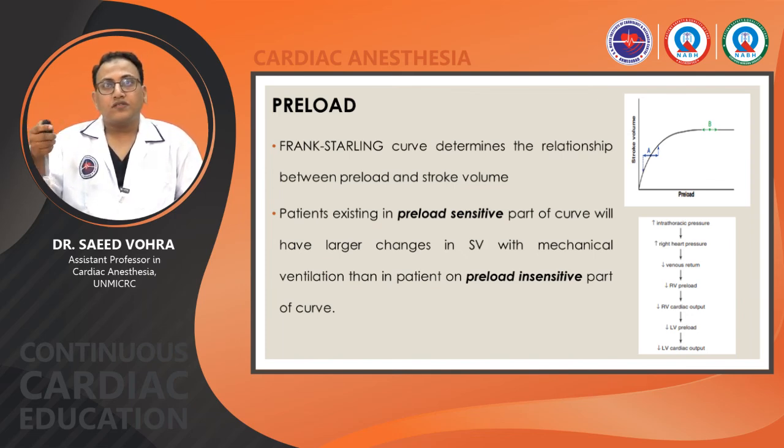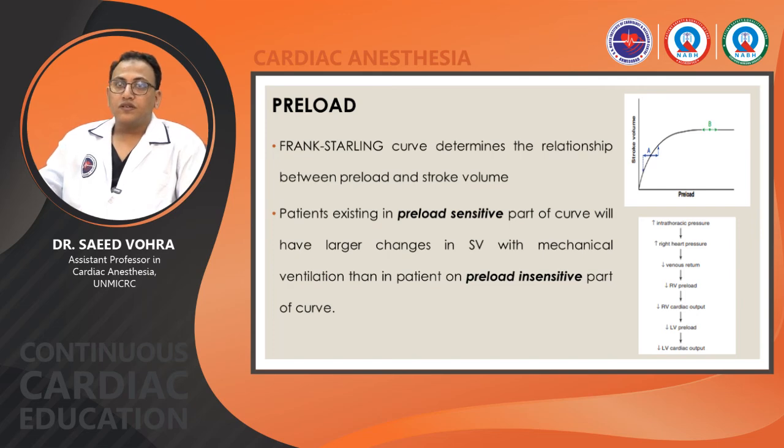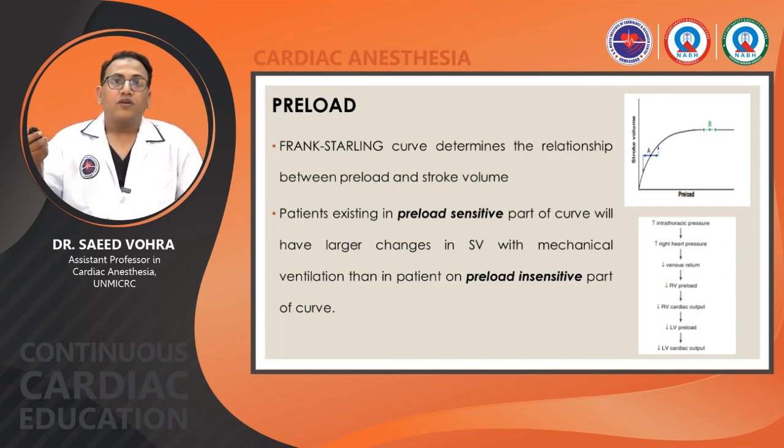So with an increase in intrathoracic pressure due to mechanical ventilation, there is an increase in right heart pressure. This leads to a decrease in venous return. This decreases the RV preload and thus decreases the RV cardiac output, which decreases the LV preload and the left ventricular cardiac output.